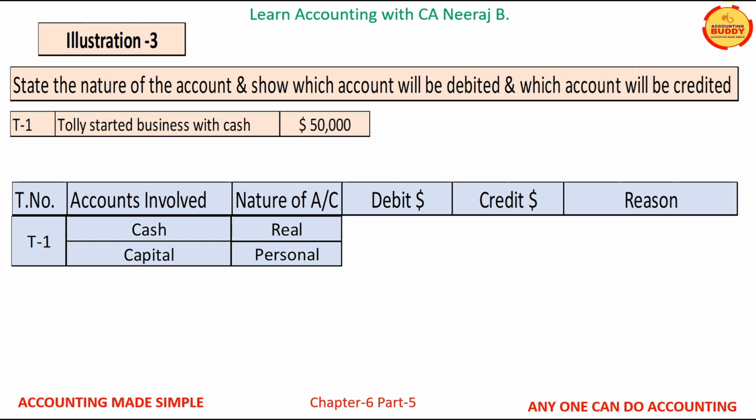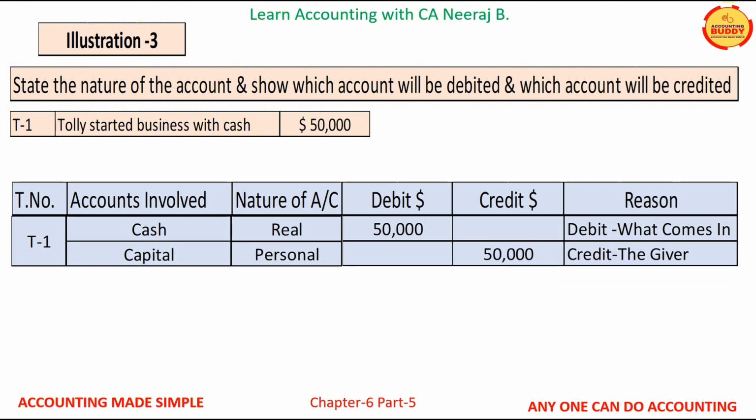Business has received $50,000 cash and the rule for asset account is debit what comes in. Therefore, cash account will be debited with $50,000. Rule for personal account is credit the giver. Therefore, capital account will be credited with $50,000.